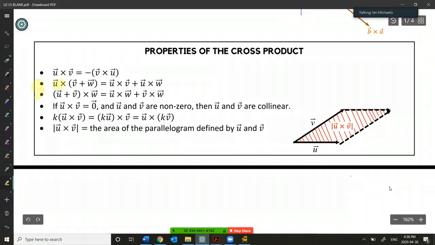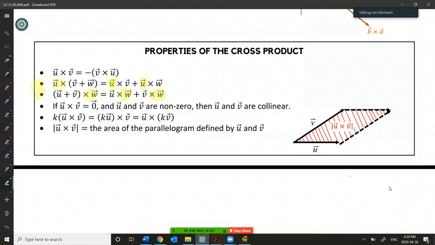If I have u crossed with the sum of two vectors, I can distribute that cross product into the sum of the two vectors, but I want to make sure that my u vector is the one being crossed first with v and w. Now you'll notice in the second bullet point that the cross product is after the sum of the two vectors. I'm making sure that when I distribute that into the sum of the two vectors, my vector w remains as the second component in that cross product. So just make sure that you're mindful about the order that you do the cross product in.